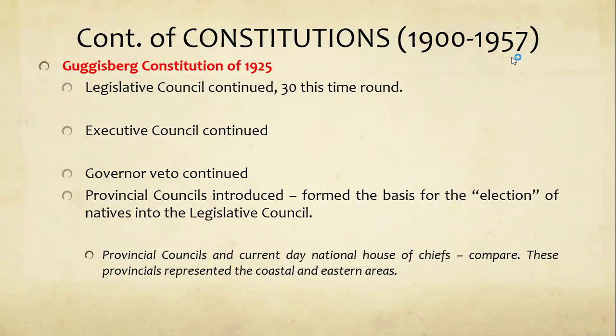Going back to the colonial era, starting from the 1925 Guggisberg Constitution, there had been the Provincial Council of Chiefs, which was supposed to be a consultative forum for traditional leaders to make input into issues of governance.